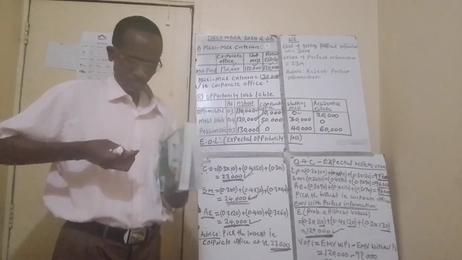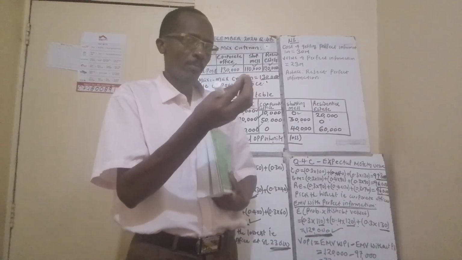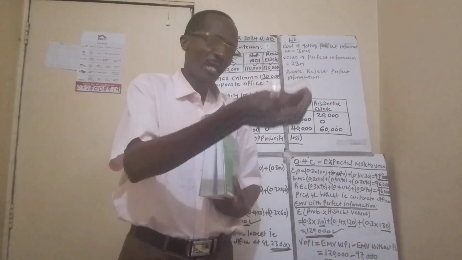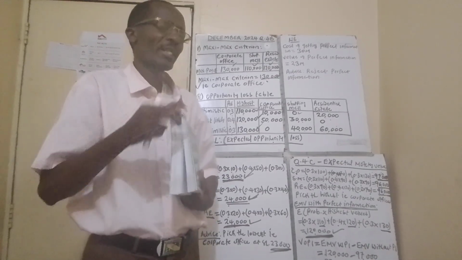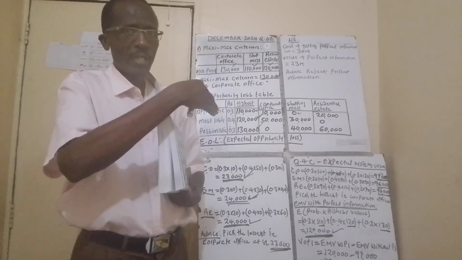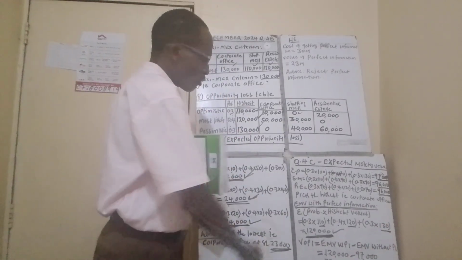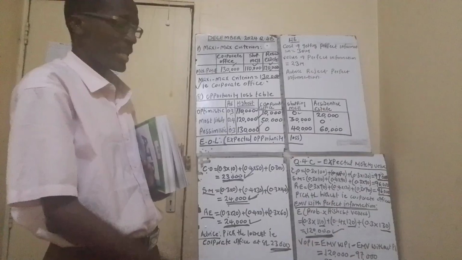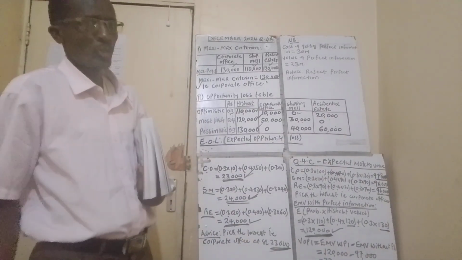So, if this firm approaches a research firm to provide perfect information, then that particular research firm will charge that million. But the value of perfect information as per our computations is 23 million. So what are we supposed to do in that case?